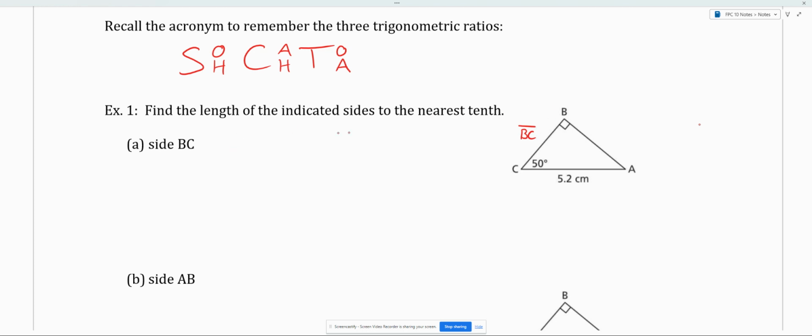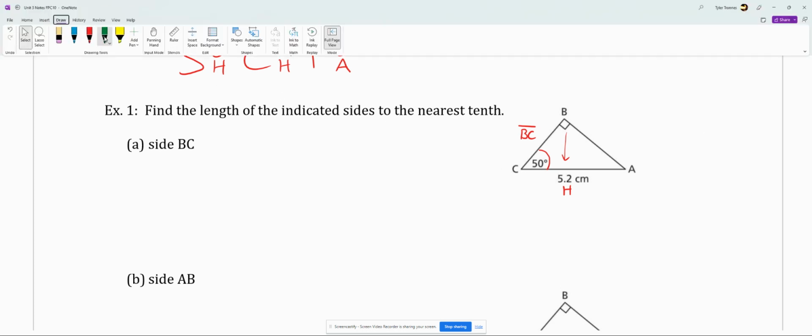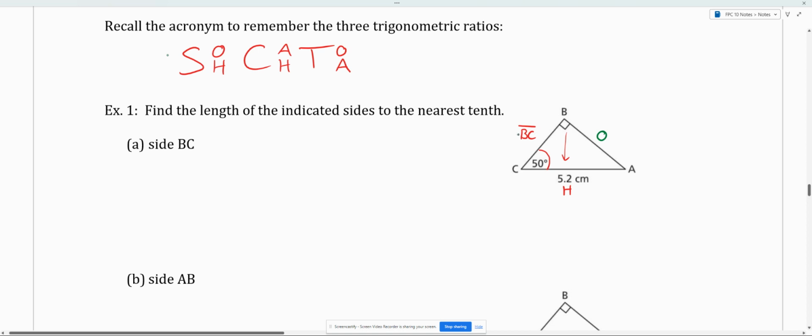Now we got to figure out which ratio I'm going to use. I know this 50-degree angle, and I know only one side. This is technically the hypotenuse, since it's opposite the 90-degree angle. So let's name our other two sides in reference to the 50-degree angle. This is going to be our opposite side, and this BC is our adjacent side.